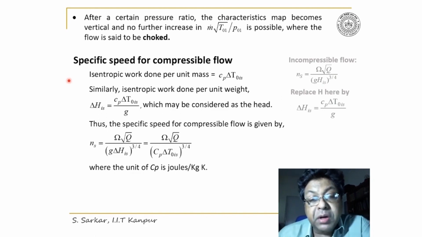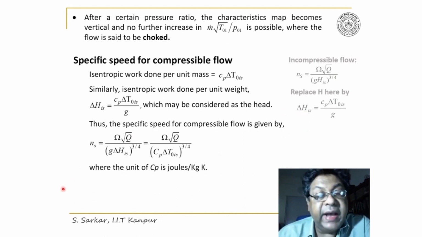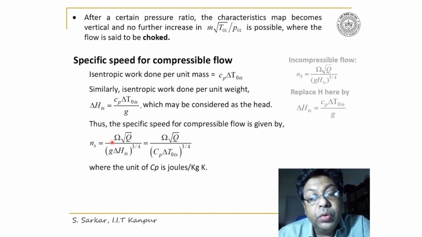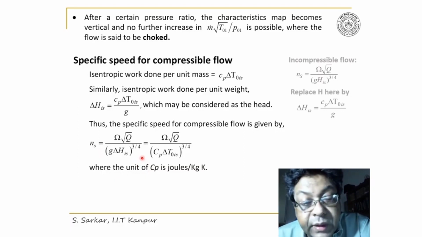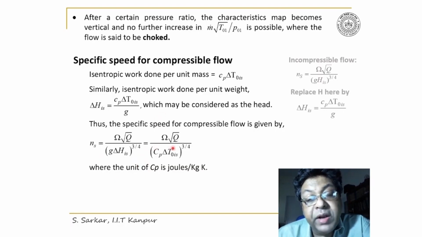So if you remember the expression for specific speed, now the specific speed for compressible flow can be expressed as Ns equal to omega root over Q divided by g into delta H,is to the power 3 by 4. That becomes omega into root over Q divided by Cp into delta T0,is to the power 3 by 4, where Cp is in joules per kg per K.